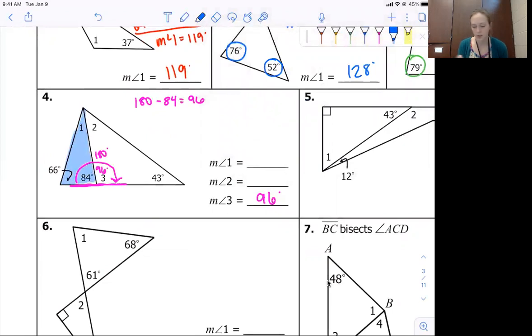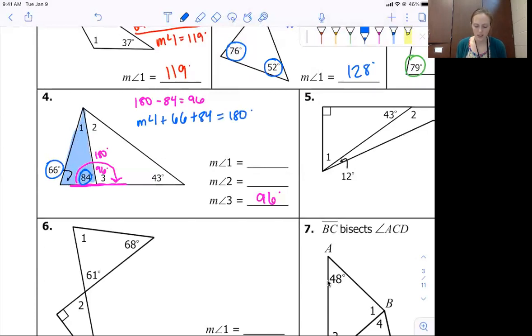One is 66 degrees and one is 84 degrees. And then I have angle 1. So the measure of angle 1 plus 66 plus 84, each of those angles is inside of the triangle. So that means when I add them up together, it equals 180. So that should equal 180 altogether here.